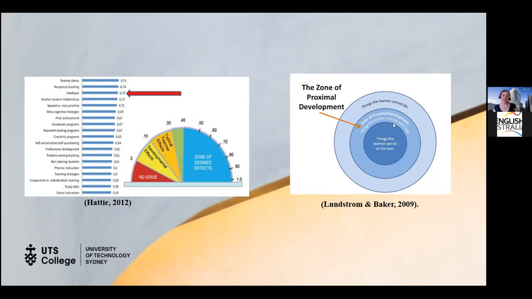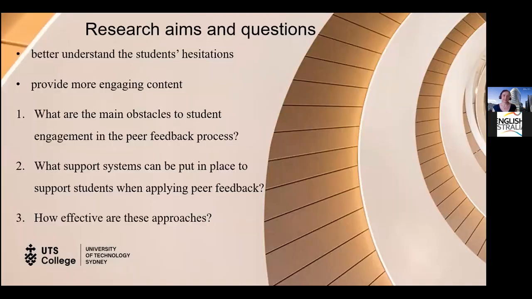So I was very happy that this year's theme was around assessment, including peer assessments. To investigate this further, I posed these questions. What are the main obstacles to student engagement in peer feedback process? What support systems can be put in place to support students when applying peer feedback? And how effective are these approaches?